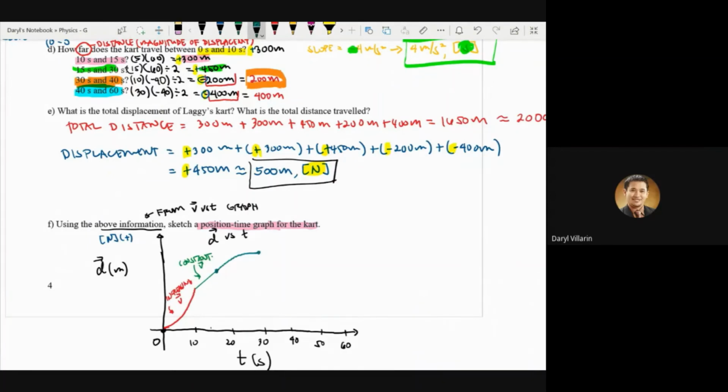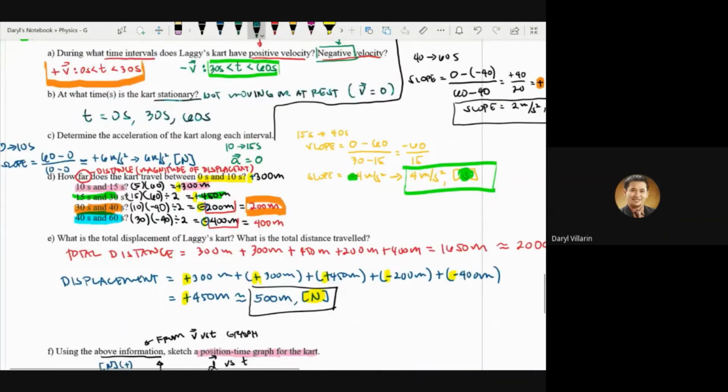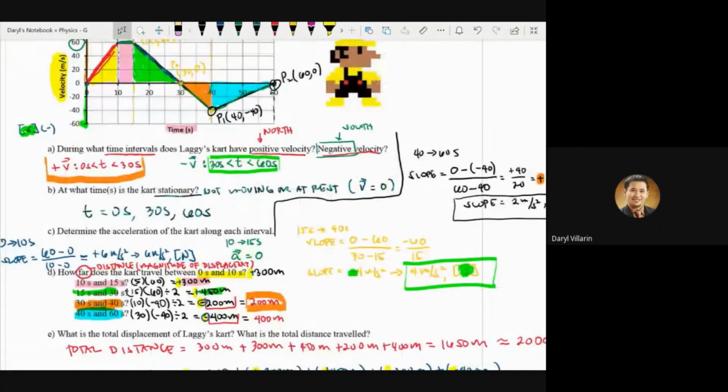Again, this particular graph from 15 to 30 denotes that the object is still moving in the positive direction. However, the magnitude is decreasing, okay? So next, from 30 to 40 seconds, okay? If you can see here, at exactly 30 seconds, it stops.